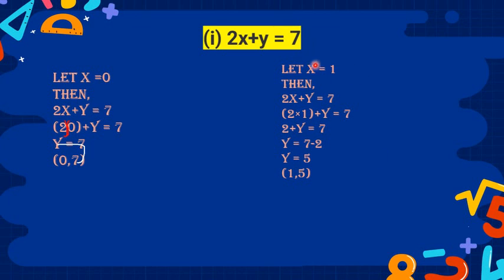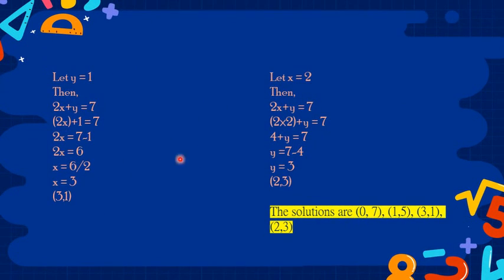And another solution of this equation is, you can see here, when we take the value of x as 1 and substitute, the final solution will be 1 comma 5. Another two solutions are in front of you. When we take y as 1 and substitute the value, the final value of x will be 3, and the final solution will be 3 comma 1.